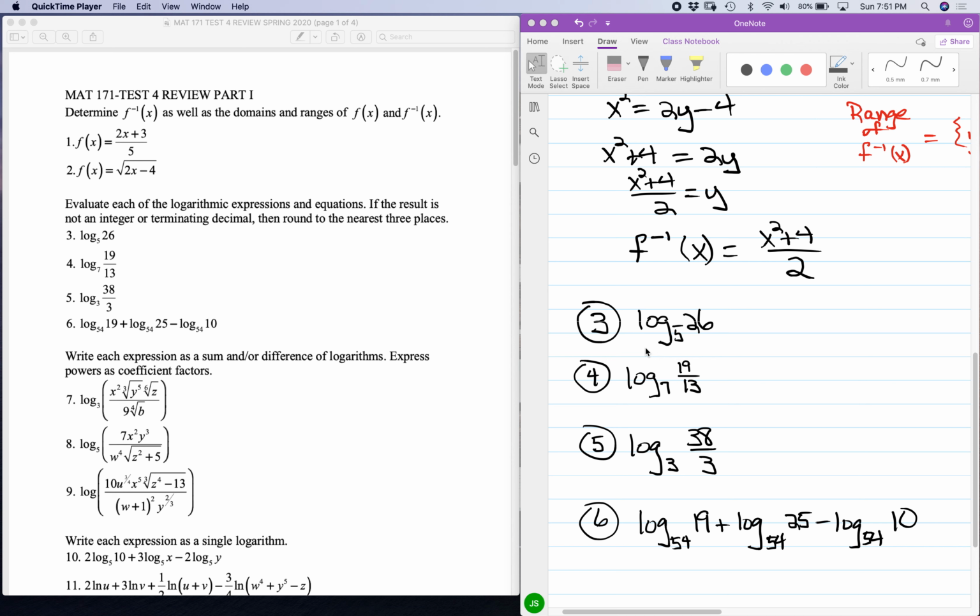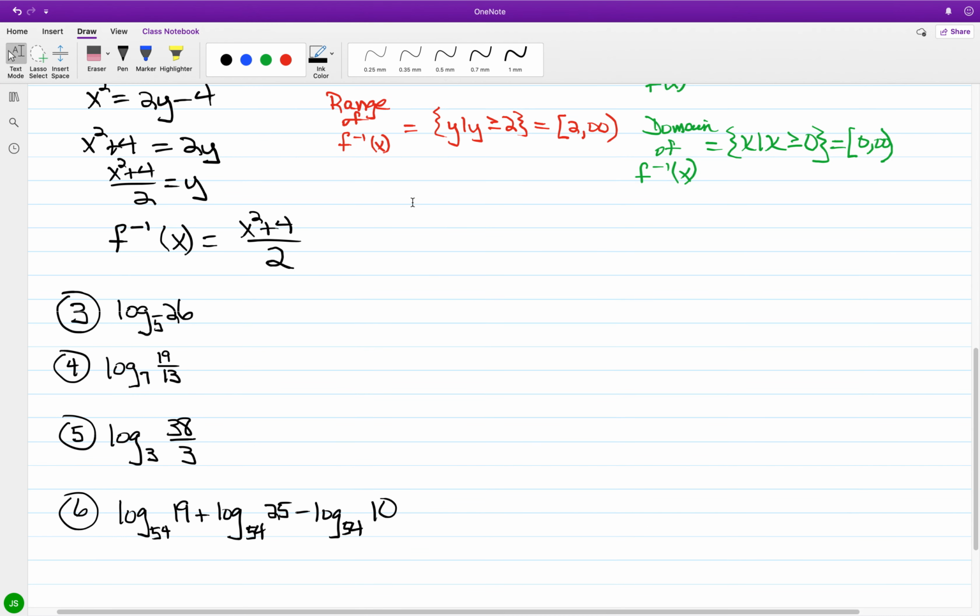Okay, for numbers 3 through 6, it says to evaluate each of the logarithmic expressions and equations. If the result is not an integer or terminating decimal, then round to the nearest 3 places. So for this set, we have a base 5 logarithm of 26, and we can use what is referred to as the change of base formula.